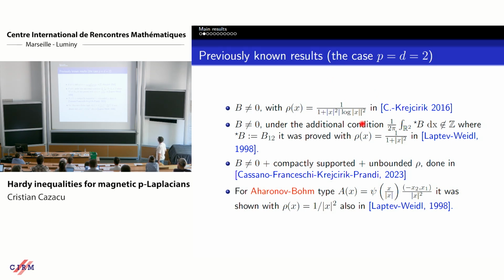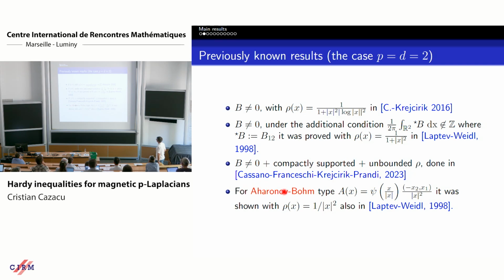Okay, then it can be improved under some additional conditions, so you can remove this log term to get a better weight. And more recently, if you also impose the magnetic field to be compactly supported, then you get a non-bounded weight rho.